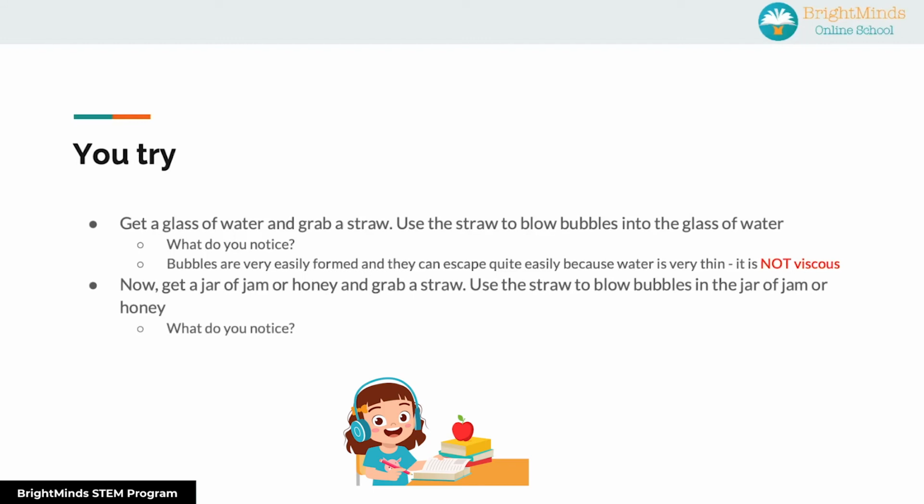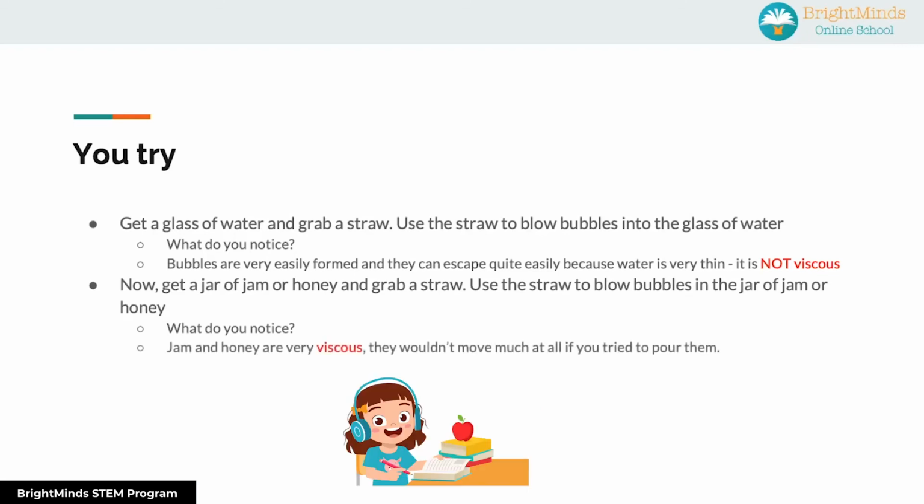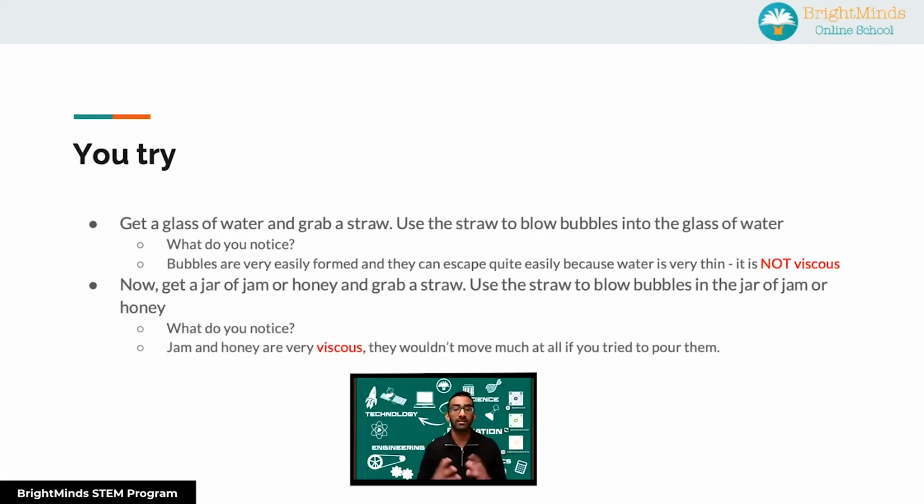Actually, if there's water and you blow with the straw in the water, less of your energy will be used, so less pressure. But if you do it in honey, it will take more energy and you have to give more pressure to it. Exactly. So it requires more effort on your part and it's much harder to do. This is partly because the jam and the honey are very viscous. They're very thick, right? So they wouldn't move much at all if you tried to pour them.